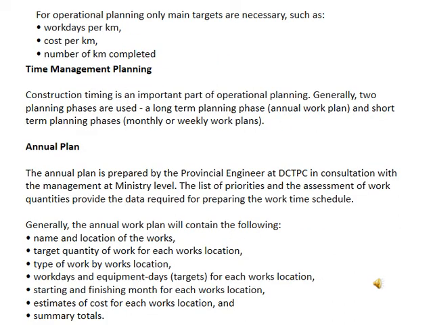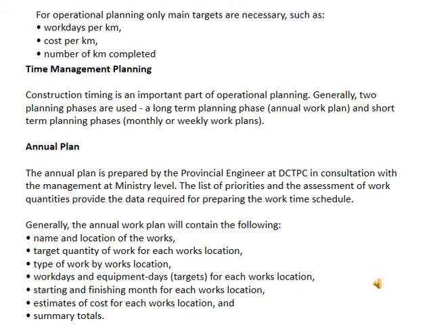For the operations are planning, only the main targets are necessary, such as the work per kilometer, cost per kilometer, and the number of kilometers completed. This is for the operations are planning only. And also we manage the time management of planning. Construction timing is an important part of the operational planning. So two planning phases are used: the long-term planning phase, and your work plan, and the short-term planning phase, monthly or weekly work plans.